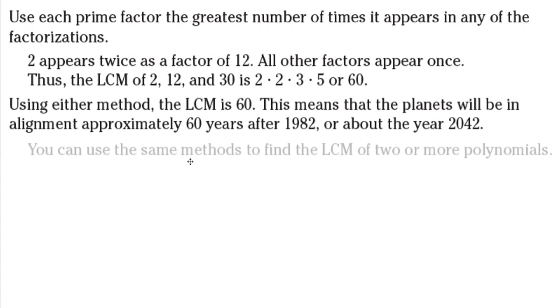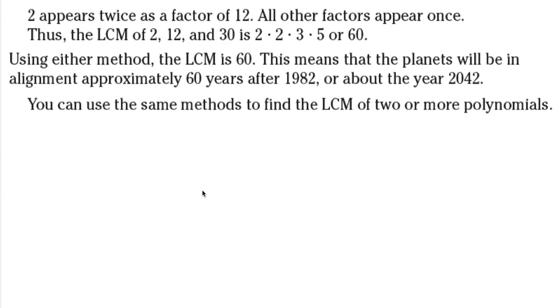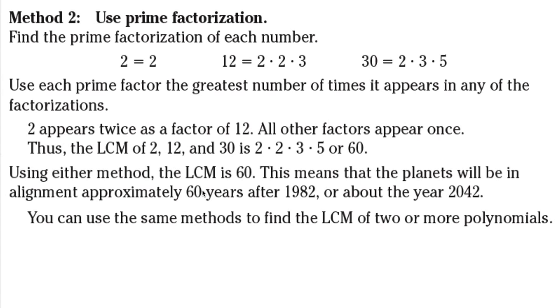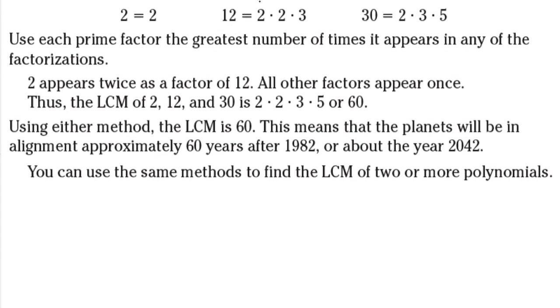You can use the same methods to find the LCM of 2 or more polynomials, and that's going to be in example 1. But before we do that, remember how we did this. If you want to find the LCM of those three numbers, list them, 2, 12, and 30, and write down their prime factors. This is 2, this is 2 times 2 times 3, and this is 2 times 3 times 5. And circle the common factors.